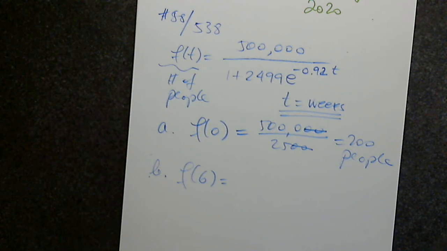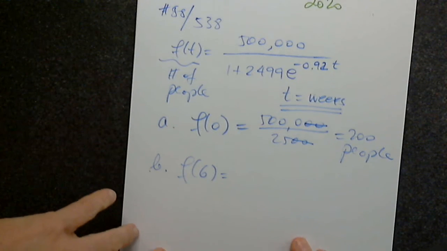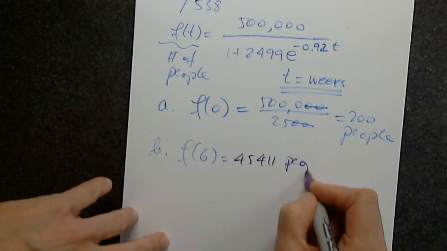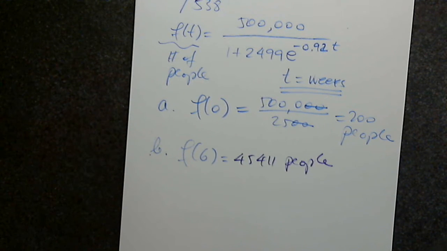So how many people, we don't round up people, right? If you get 45,411.2, you're not going to say that you have 45,412. Even if you have 45,411.9, you cannot round it up. It's number of people. Yes. So how many people were sick by the end of the 6th week? Any questions?